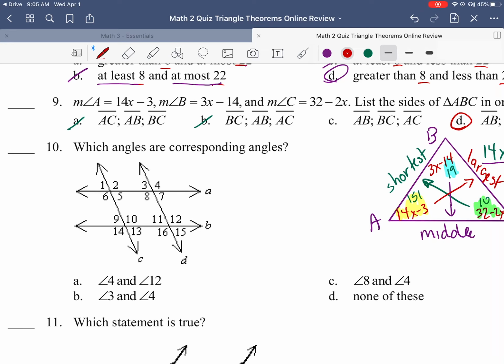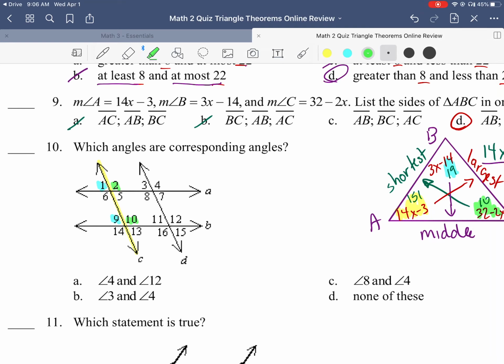Right? Corresponding angles. So corresponding angles mean that they are in the same spot. So to the left of a transversal and above a parallel line. Okay. So 1 and 9 are corresponding because they're both to the left of this transversal right here, and they're both above the parallel lines A and B. Okay. Another set is 2 and 10.